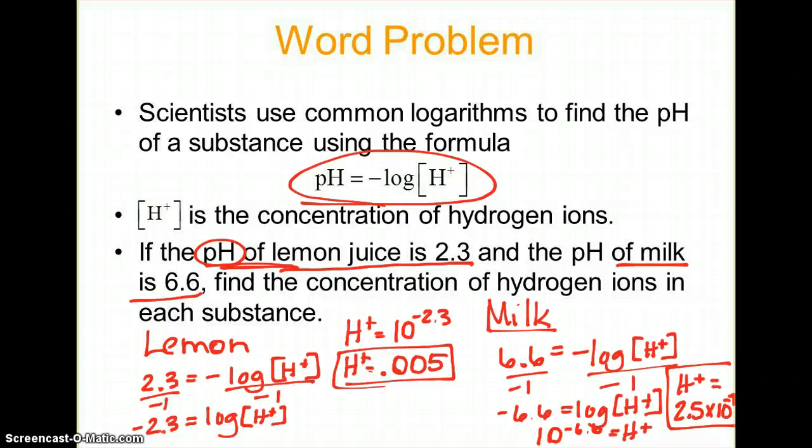Now, if they give you the value of hydrogen ions, you're simply going to be able to plug that into the common logarithm right in your calculator and calculate the pH from there.